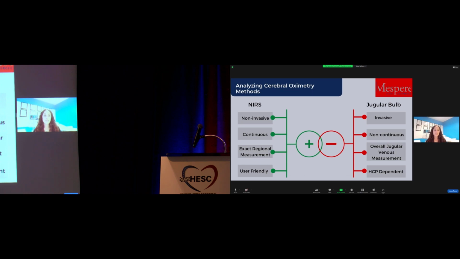Near-infrared spectroscopy gives us an exact regional measurement. Right underneath the sensors, we know exactly how oxygenated the blood is, when we place them on the temporal lobes, whereas the jugular bulb gives us an overall jugular venous measurement. Like I've mentioned before, it is very user-friendly as long as you have the necessary training to use the equipment, the software, or the monitor. You're good to go, and you can set up your patient and monitor him or her. Whereas the jugular bulb is a lot more healthcare practitioner dependent, as I've mentioned before.